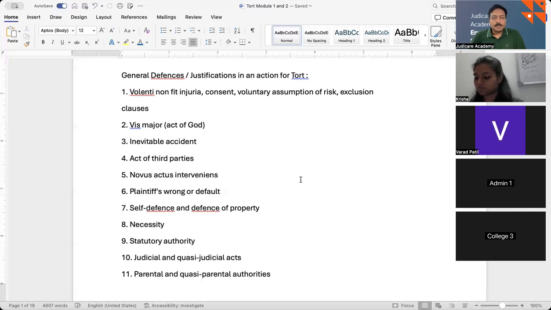Subpoint 3 under point 1 is voluntary assumption of risk. Now, it is often associated with recreational activities, speed boating, bungee jumping. So this defense applies when individuals engage in activities knowing that the potential risks are there.